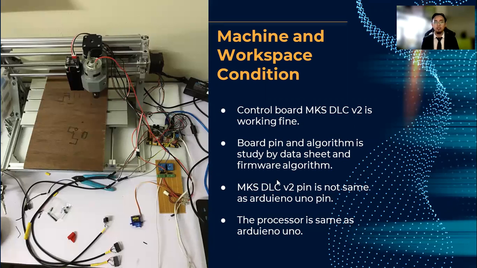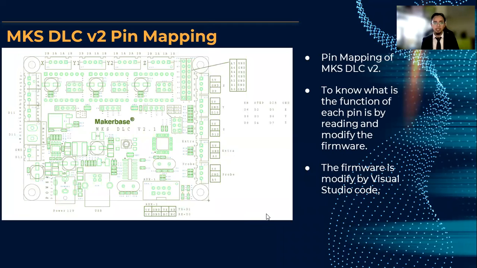Board pin and algorithm are studied by datasheet and firmware algorithm, which is in C programming, C++. The MKS DLC V2 pin is not the same as Arduino Uno pin. The processor is the same as Arduino Uno, but the pin is different. Okay, this is the mapping for the MKS DLC V2 pin mapping. As you can see, this is the data sheet.